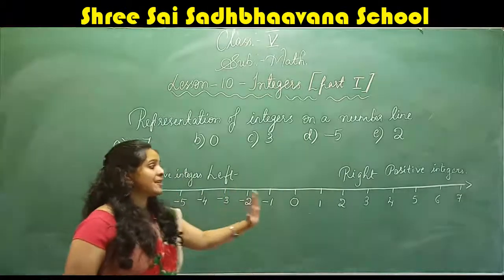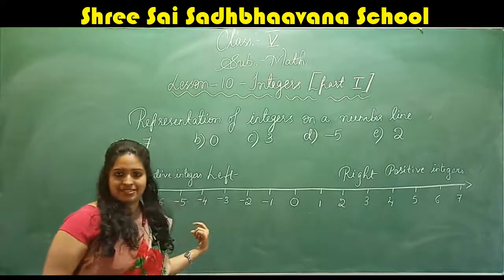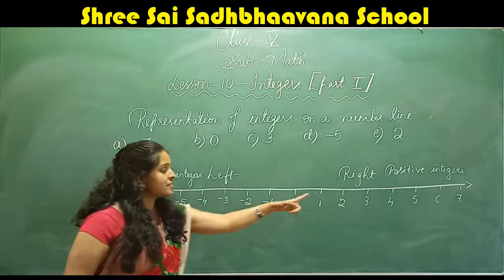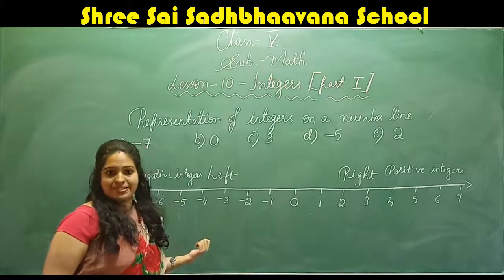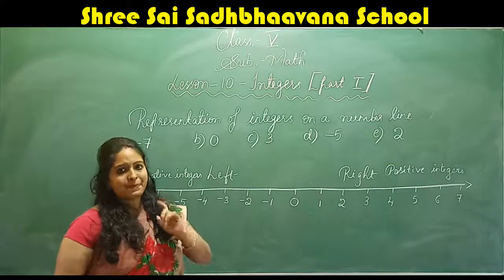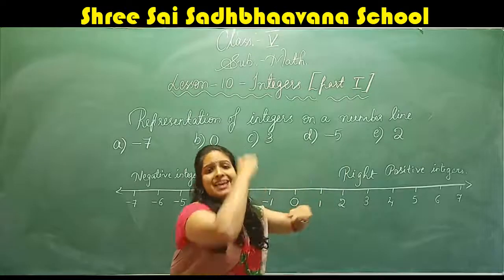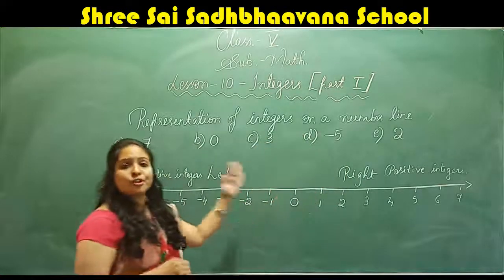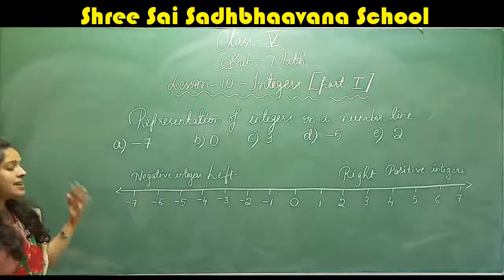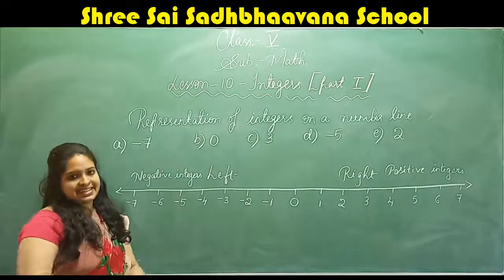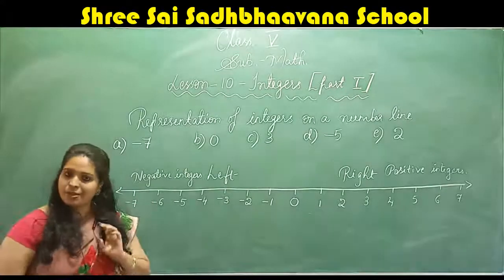And all positive numbers are greater than negative numbers. This is what you have to keep in mind. As we move to the right side of the number line, the values are increasing. As we move to the left side of the number line, the values are decreasing. This is what you have to keep in mind.